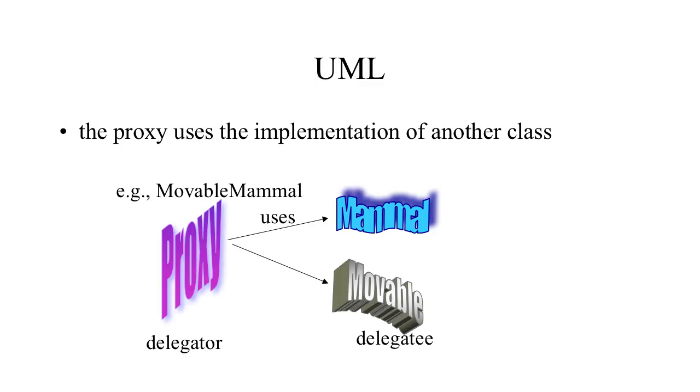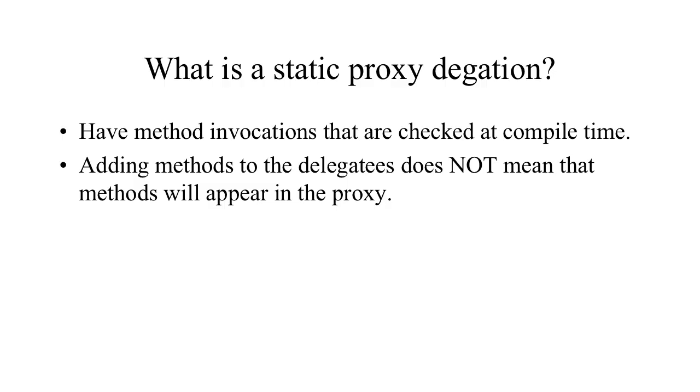So in UML, the Unified Modeling Language, the proxy uses the implementation of another class. The proxy is the delegator, and the thing that it uses is the delegatee. So the proxy has an instance of a Mammal, and it has an instance of a Movable, which it can use to message forward.